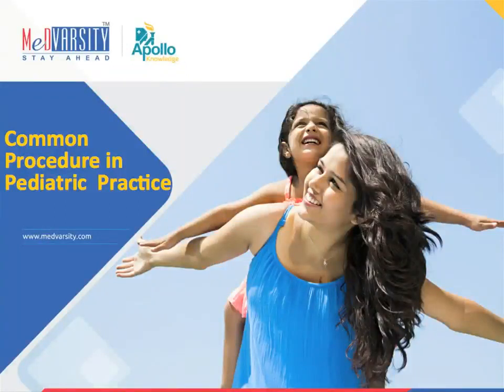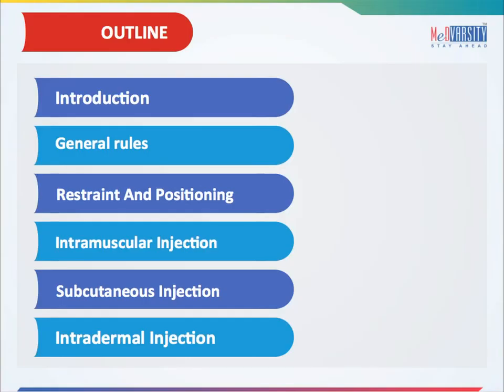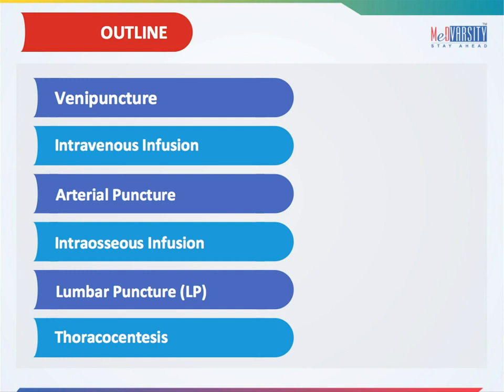Common procedure in pediatric practice. Outline. Introduction. General rules. Restraints and positioning. Intramuscular injection. Subcutaneous injection. Intradermal injection. Venipuncture. Intravenous infusion. Arterial puncture.